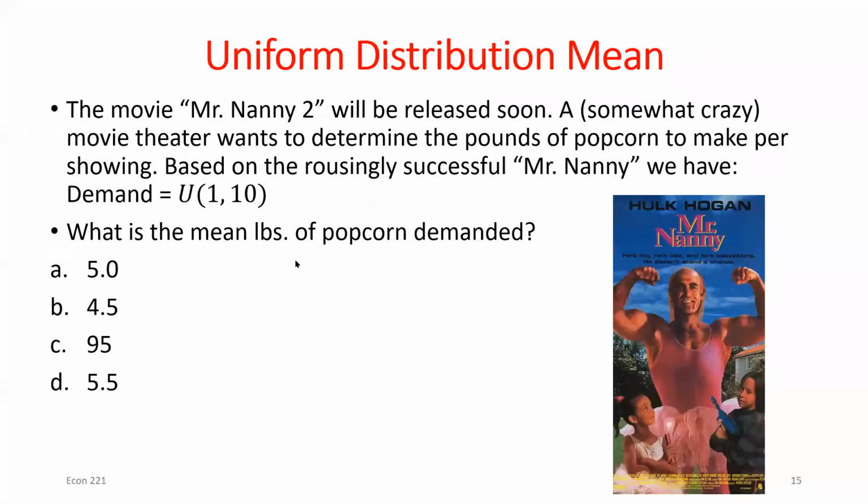So let's try to actually work some problems out here, and I'll address some other issues. I pulled an old cheesy movie from my childhood, which is Mr. Nanny. So let's say, given the success of the first movie, they decide to do a second one, and this movie theater is trying to make popcorn, and I know that on average demand is anywhere between 1 and 10 pounds, right? They look at all the historical data. Demand is always somewhere between 1 and 10 pounds, but everything's equally as likely. So we've got a uniformly distributed variable. Okay? So what would be the mean pounds of popcorn demanded here?